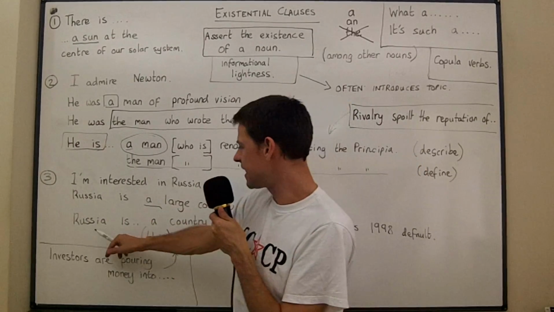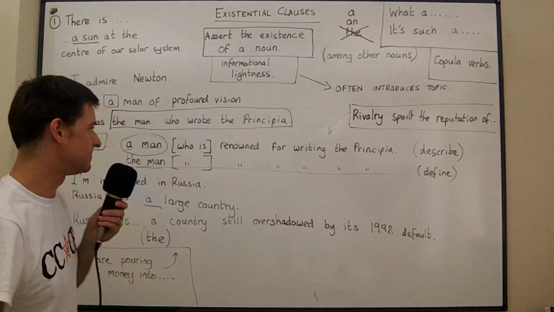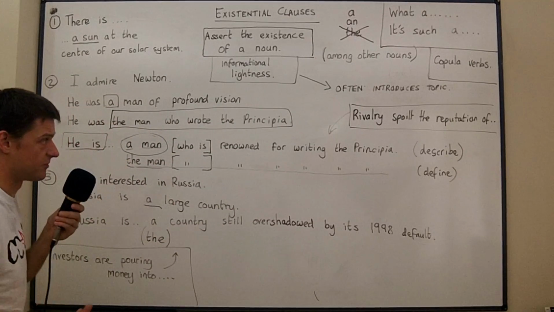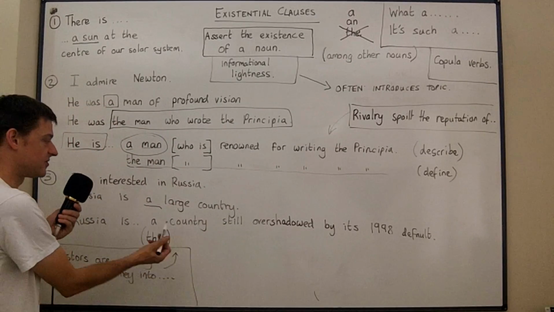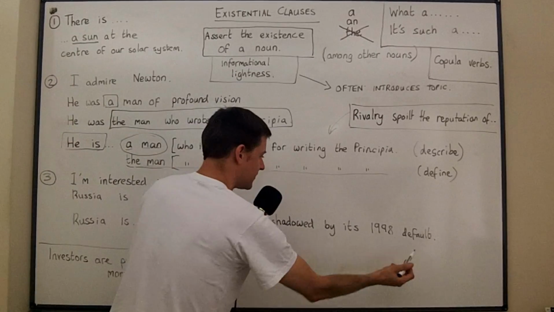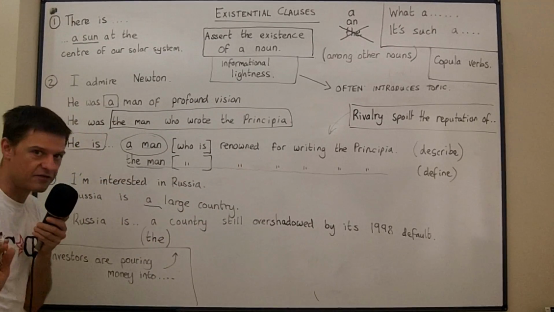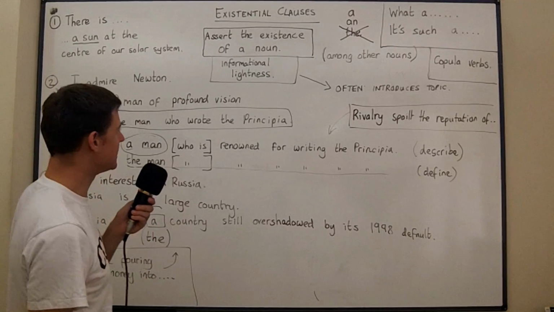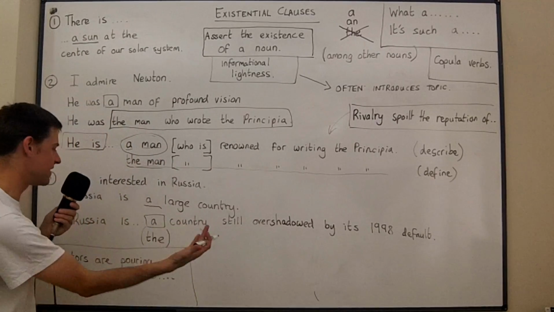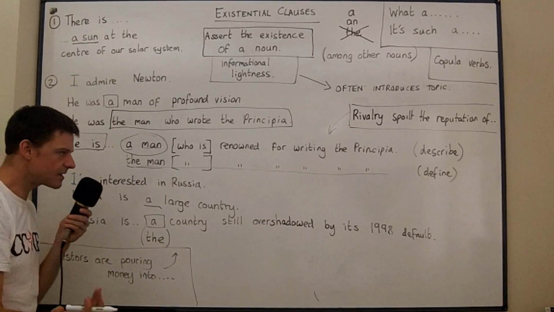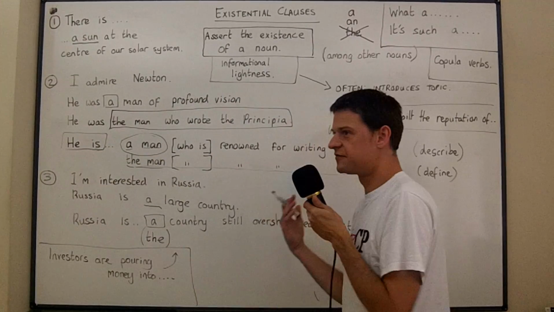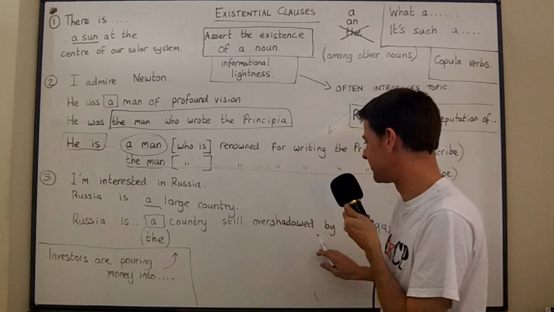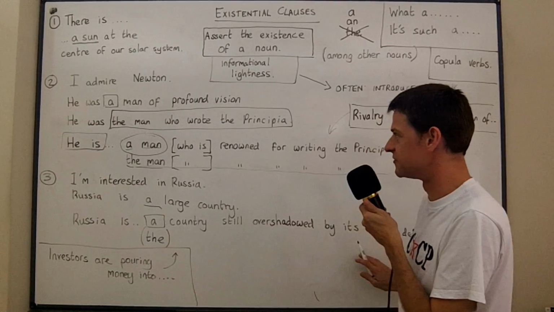And also, if I gave very specific information, just like this was very specific information, there's only one person who is renowned for writing the Principia. There is only one country still overshadowed by its 1998 default. However, I would nearly always use a here. And again, it's because I'm stating a fact about Russia. I'm not trying to define what Russia is, what kind of country it is, and this wouldn't be perhaps a full definition of what it is.